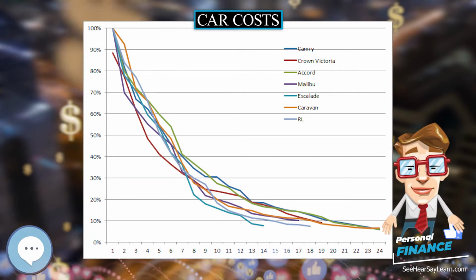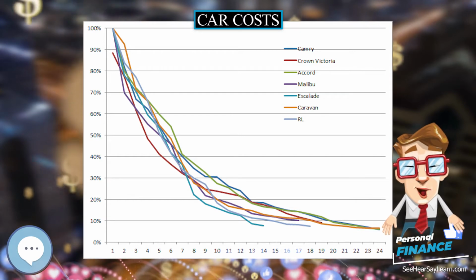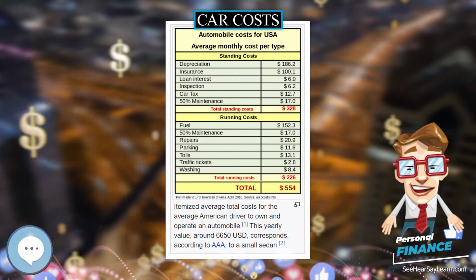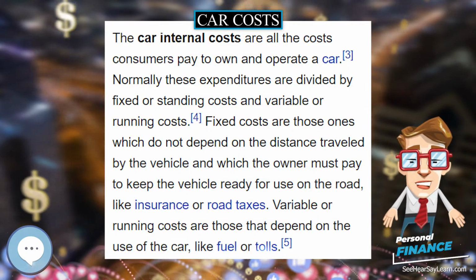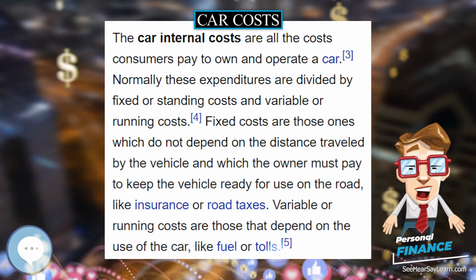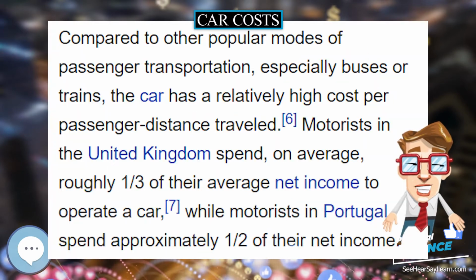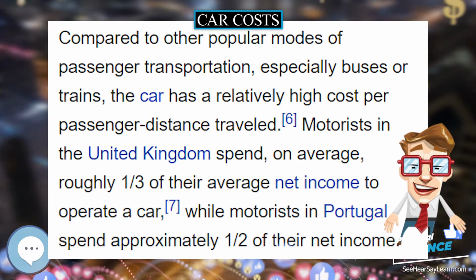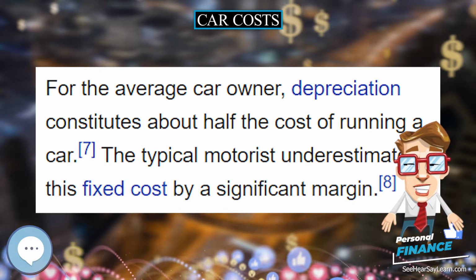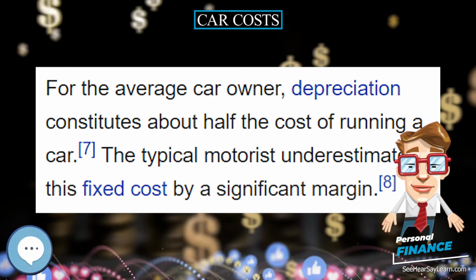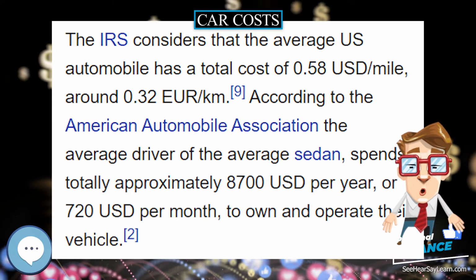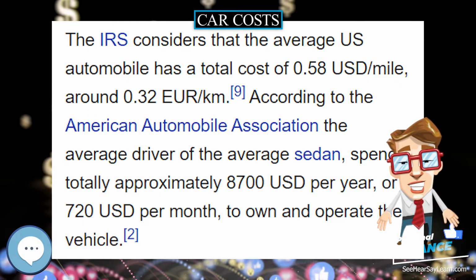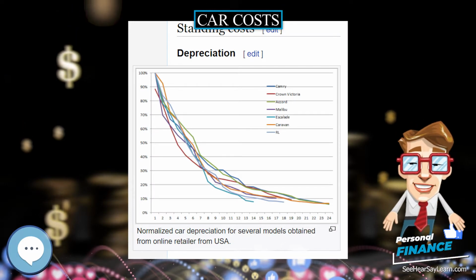Car costs. The car internal costs are all the costs consumers pay to own and operate a car. Normally these expenditures are divided by fixed or standing costs and variable or running costs. Fixed costs are those which do not depend on the distance traveled by the vehicle and which the owner must pay to keep the vehicle ready for use on the road, like insurance or road taxes. Variable or running costs are those that depend on the use of the car, like fuel or tolls.